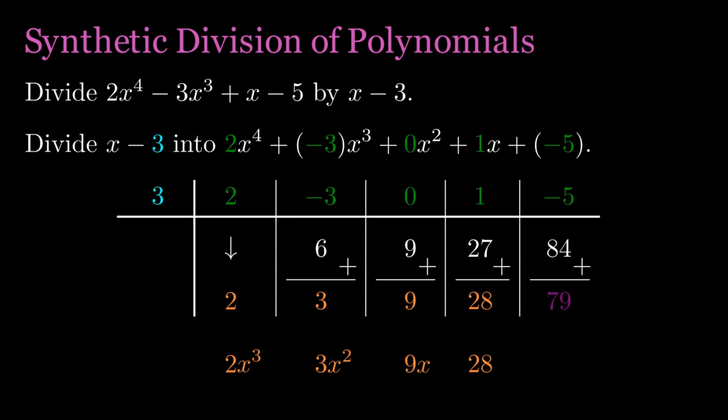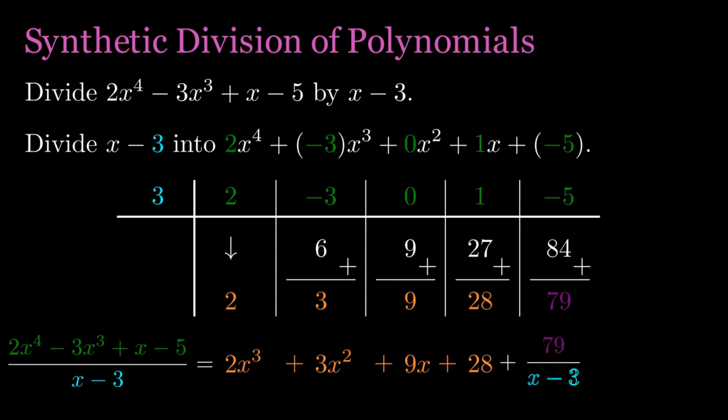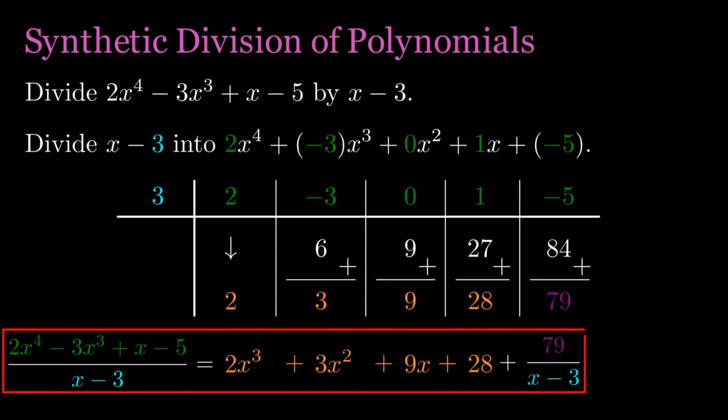Therefore, we have these powers of x, that's our quotient altogether, and the last number in the last row, 79, is our remainder. We write the result of the division of the dividend by the divisor as the quotient plus the remainder over the divisor as always. And that completes our division process using synthetic division.